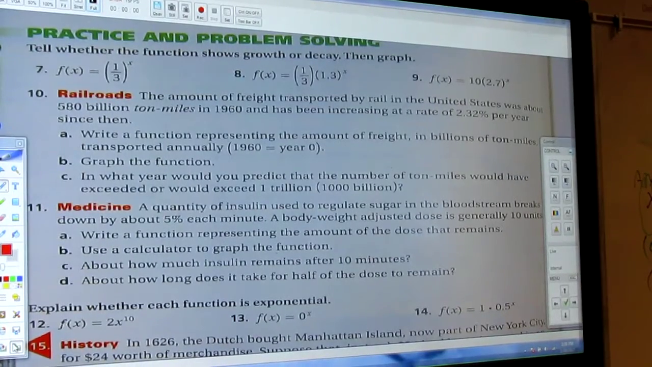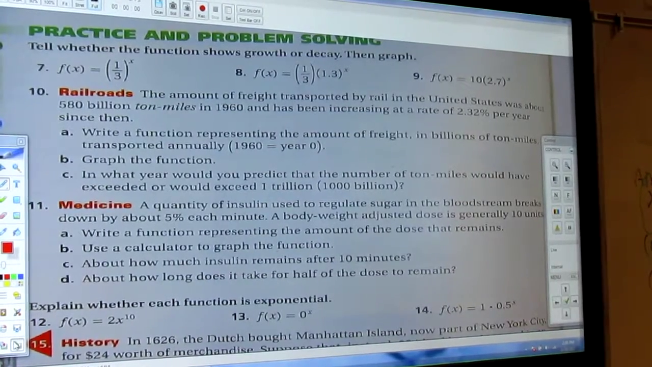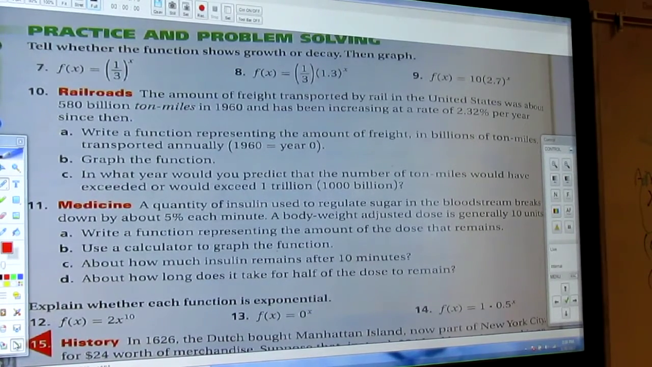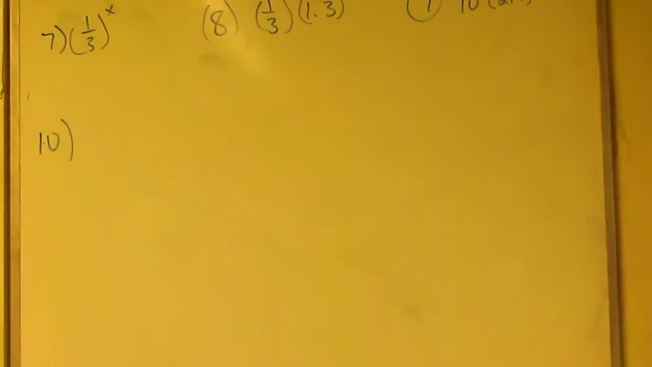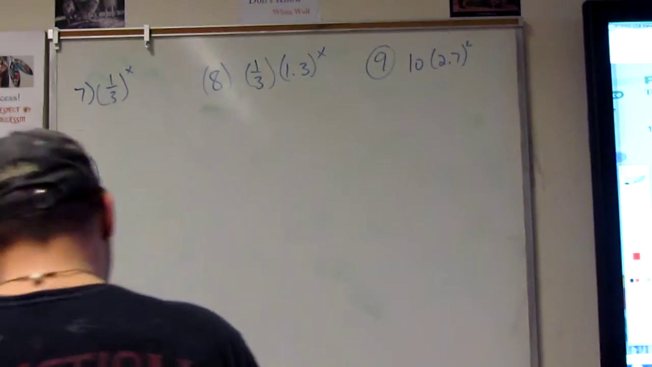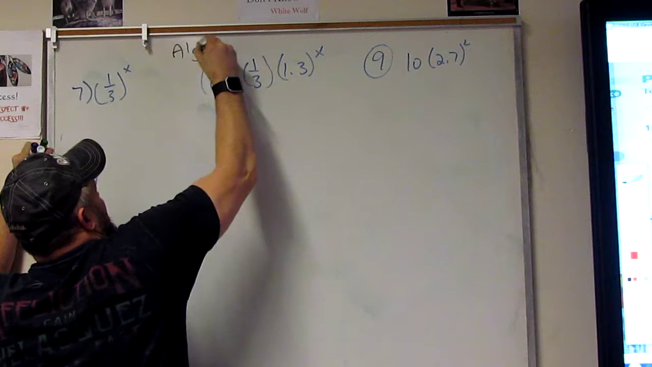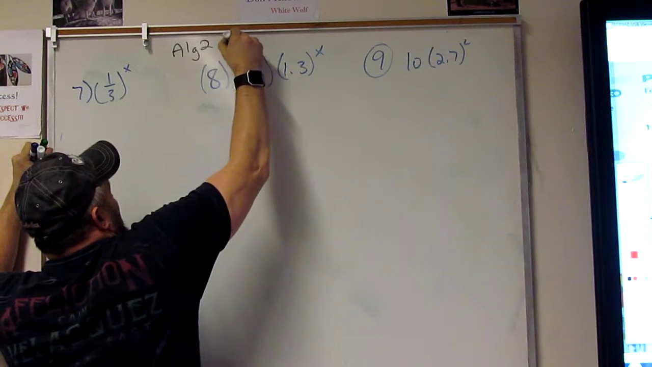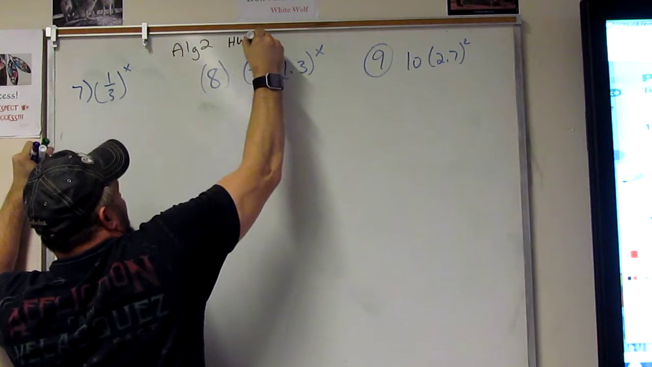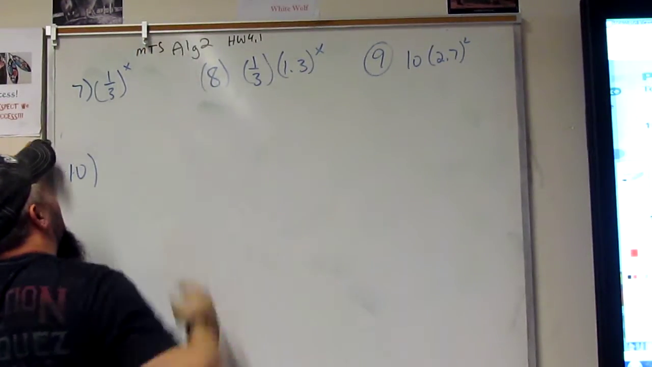All right, problems number 7 through 10, Algebra 2 homework 4.1. Let's start with 7, 8, and 9. Again, this is Algebra 2, HW 4.1.